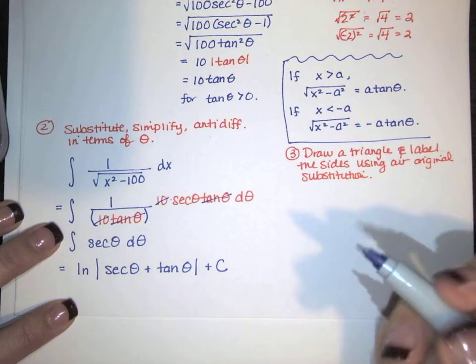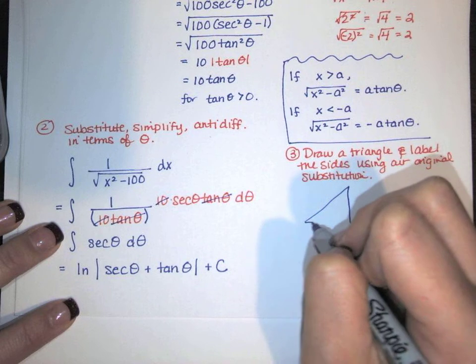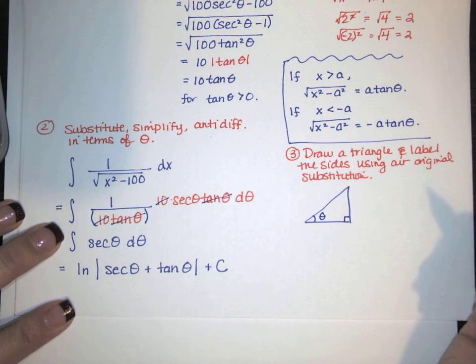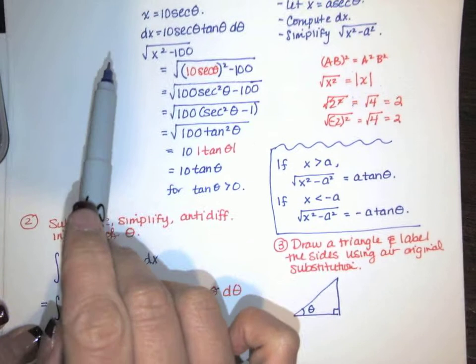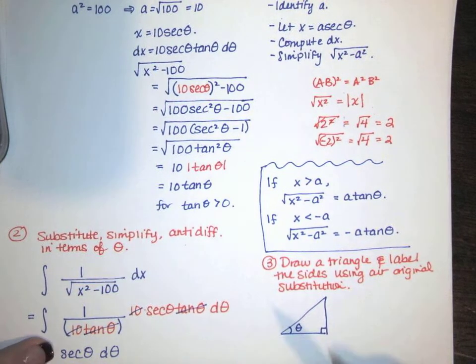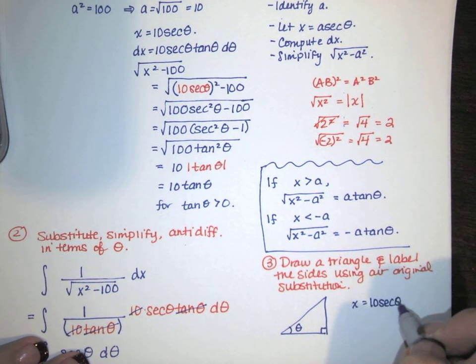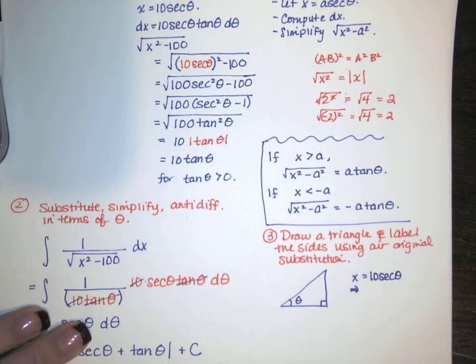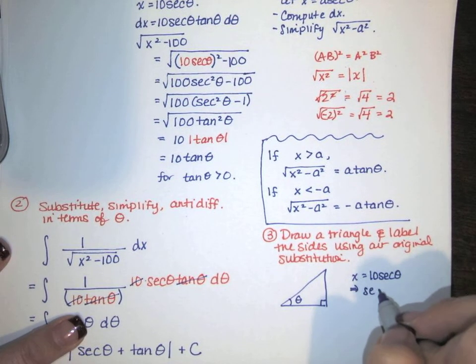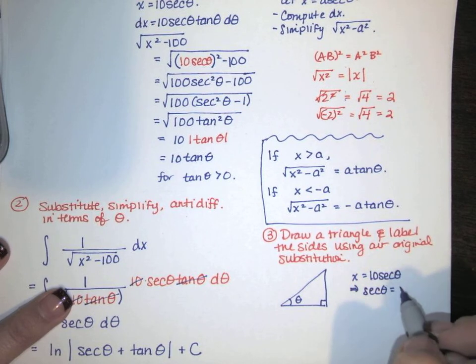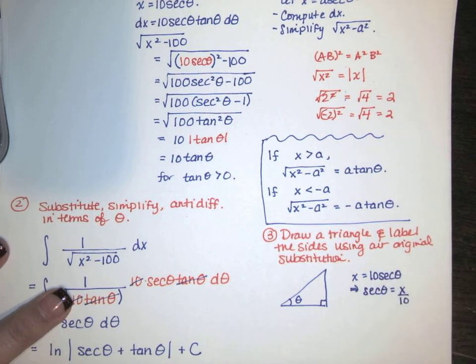Okay, so draw my right triangle, boom. Always like to put my theta over there. And I remember my original substitution was x equals 10 secant of theta. So if I get secant of theta by itself, by dividing both sides by 10, I get x over 10 is equal to secant of theta. That's giving me 2 of my 3 sides of the triangle.